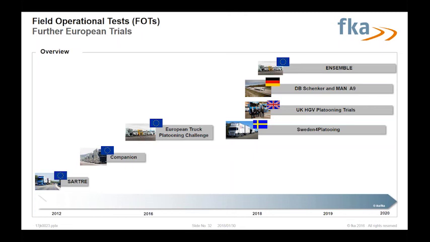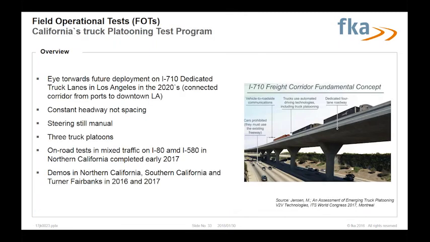And we have this ensemble project, we talked about it. We have in Germany the DB Schenker and MAN activities on the A9. We have in the UK the platooning trials, and we have Sweden for platooning, for example. But also in the US, of course, they are still working on this topic and do field operational tests. And this is also quite important because the traffic in the US is not always comparable to the traffic in Europe. So the results can be quite different.